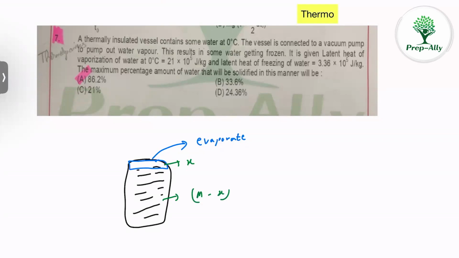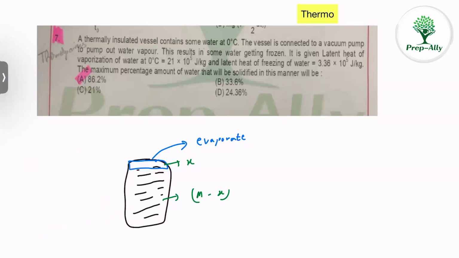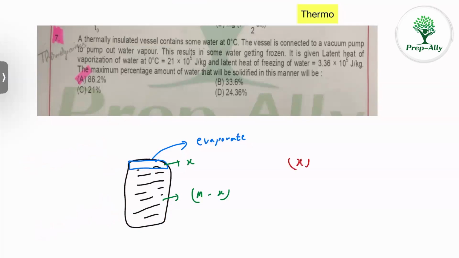So we want to keep doing this process until some water is evaporated and remaining is solidified. Evaporated and solidified. So X into the latent heat of vaporization. This is the heat which it has taken, and heat taken will result in solidification. Actually, reverse way.